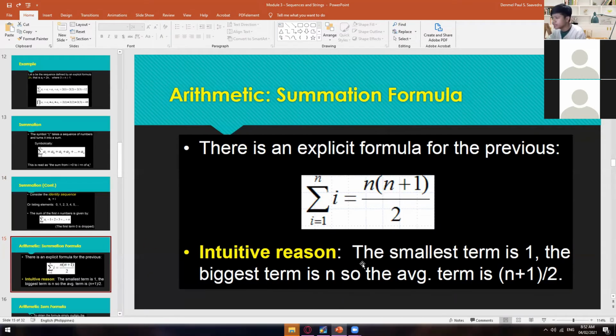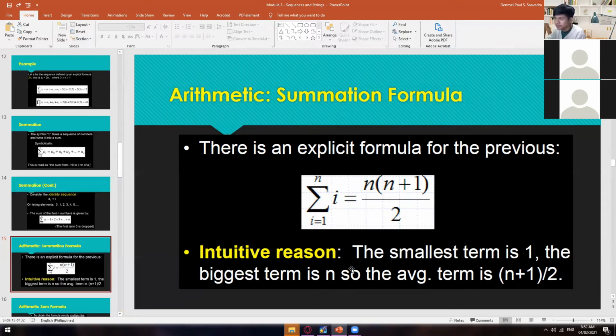From there you will be able to get the summation of that given range. So in intuitive reasoning, the smallest term is 1, which is always 1 when it comes to this formula. The biggest term is n. The average term is n plus 1 divided by 2. So this is the formula on how to get the average of that given range.